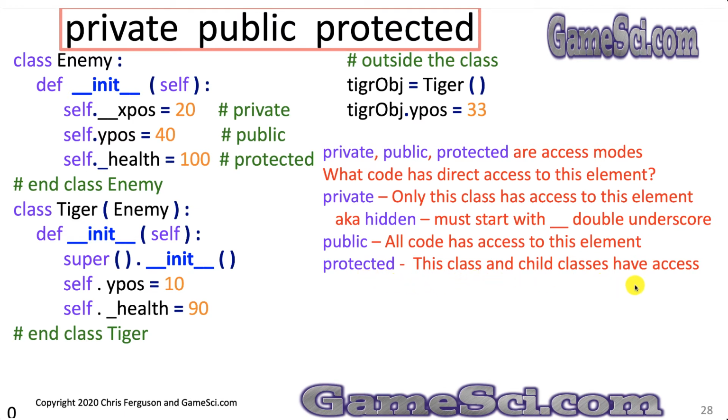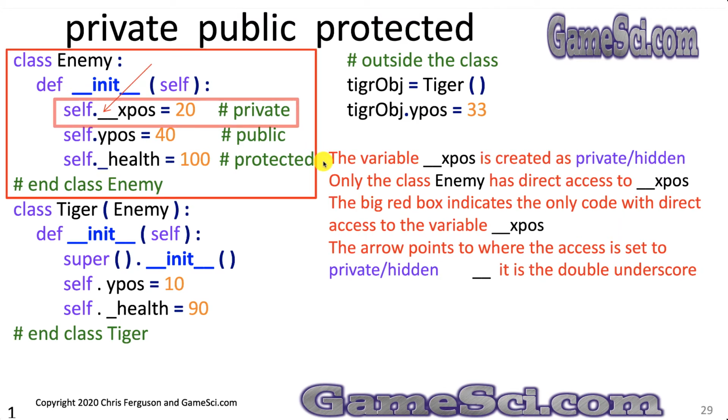This class and child class should have access to the protected variables. Protected is defined by a single underscore in front of the variable name. Does that make clear? It's private when there's two underscores. It's public when there's no underscores. And it's protected when there's one and only one underscore.